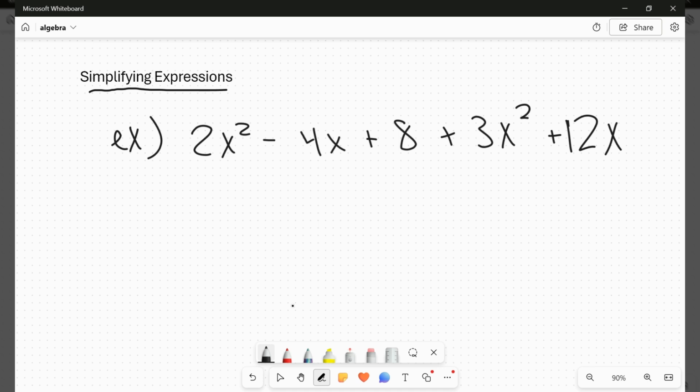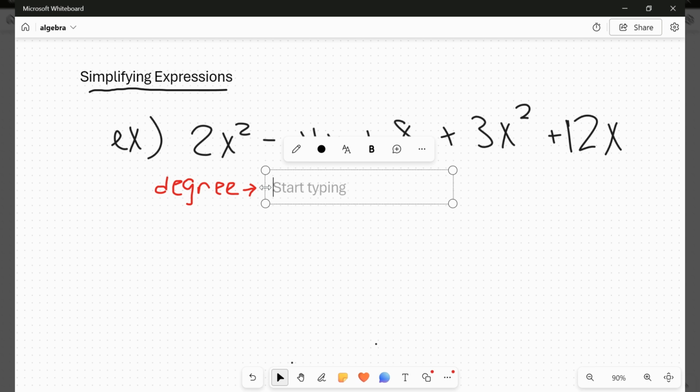So there are rules when it comes to simplifying expressions, and that's what we're going to talk about today. The first rule is if we combine two of these terms, they must have the same degree. Degree, you might say, what the heck does that mean? It's an important term to know, not only in algebra, but algebra 2 for sure. A lot of students don't know what this means. So let's type it out: degree is the power that the term is raised to.